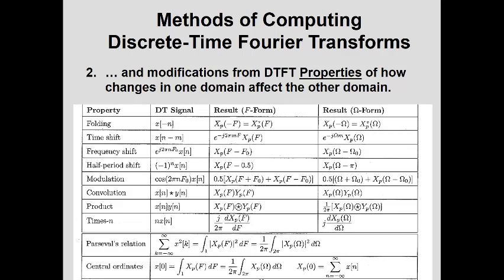So if we know what those different actions will do to the signals and to their transforms, we can expand greatly the list of signals that we can easily transform using these tables. And so that's the purpose of this. Now what we want to do today is not just look at how to apply these properties, but also understand where they're coming from, what they mean.